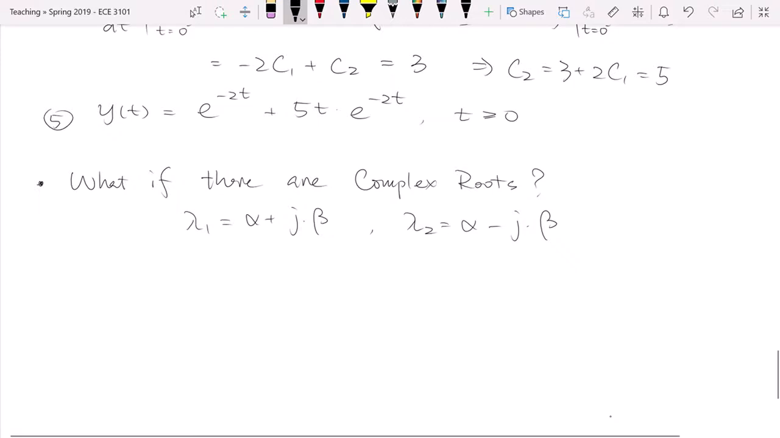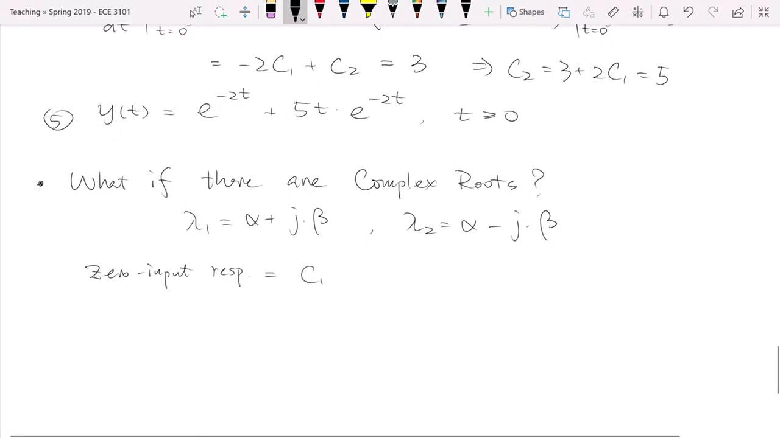And the definition of complex conjugate is the two have to share the same real part, alpha, and the imaginary part will have opposite sign. One is beta, the other is negative beta. Now let's assume we're dealing with a simple case, a quadratic equation, just a pair of complex roots here. Then the zero input response, when you have this pair of complex roots, will be what?